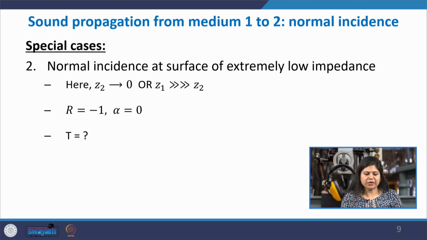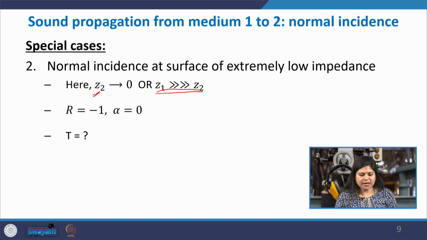Let us see another special case, which is normal incidence at a surface of extremely low impedance. Now it is just the reverse of the previous case. From a high impedance we are suddenly going to an extremely low impedance medium. So either Z2 is approximately 0 or Z1 is much higher in magnitude compared to Z2.